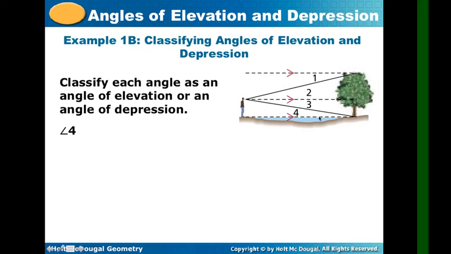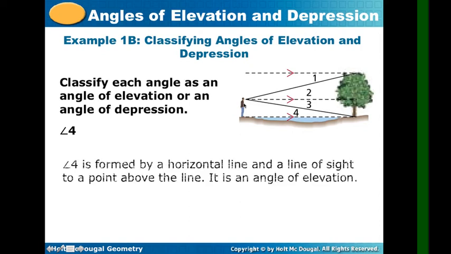Angle 4. So, angle 4, ayan. Dito siya. So, ito yung straight line. Okay. Kung nakikita mo, pataas ang kanyang side. So this one, angle 4, is formed by a horizontal line and a line of sight to the point above the line. It is an angle of elevation.